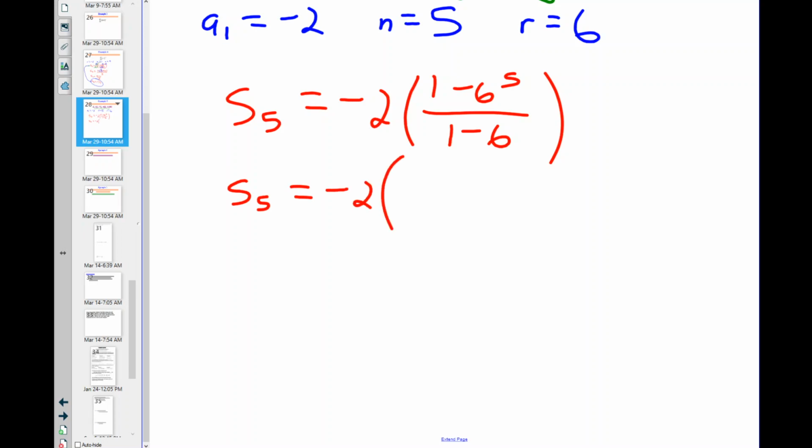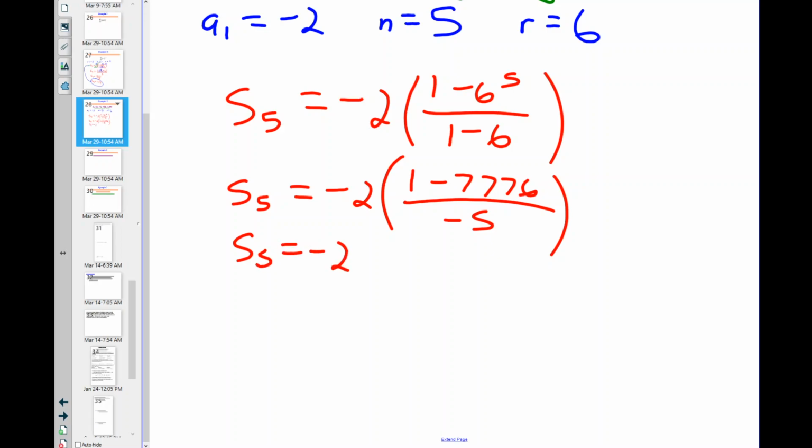Look, if you want to put that entire thing in the calculator and just spit something out, that's fine. I just have to see where you substituted. But I'll do the whole thing. What's 6 to the 5th power? 7776 over -5. Which gives me -7775 over -5.